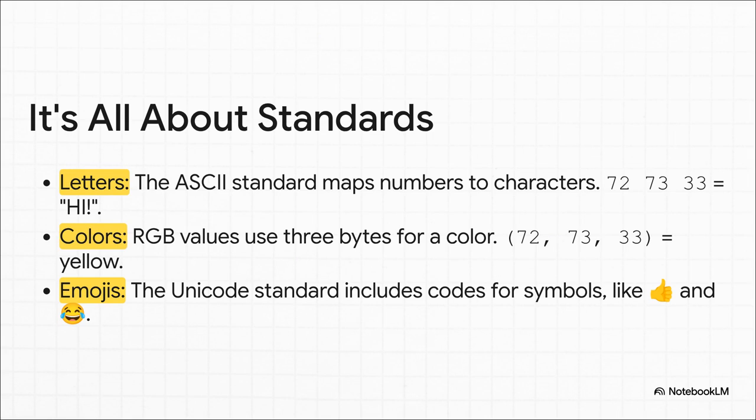Well, the answer is surprisingly simple. We all just agreed. We created rules, or standards. For example, there's a standard called ASCII that just maps numbers to letters. The number 72 means a capital H, the number 73 means a capital I. For colors, we use 3 numbers for red, green, and blue. And for the thousands of emojis, there's a massive standard called Unicode that gives every single symbol its own unique number. It really is all just numbers under the hood.